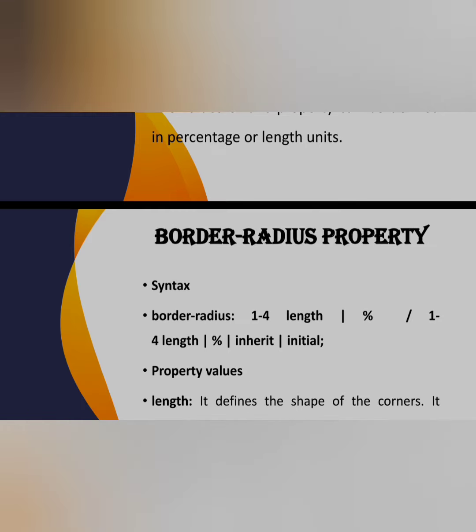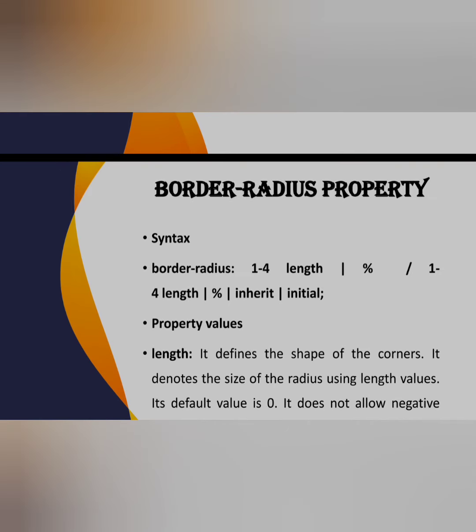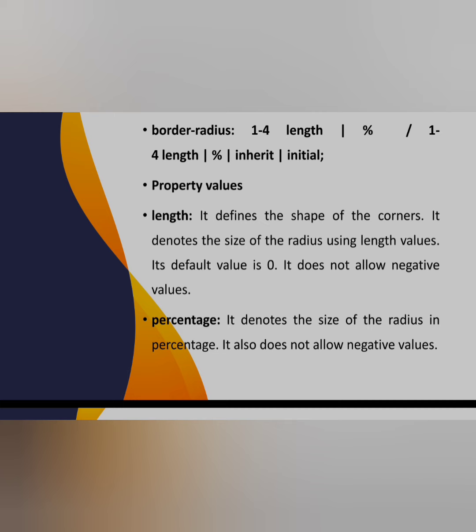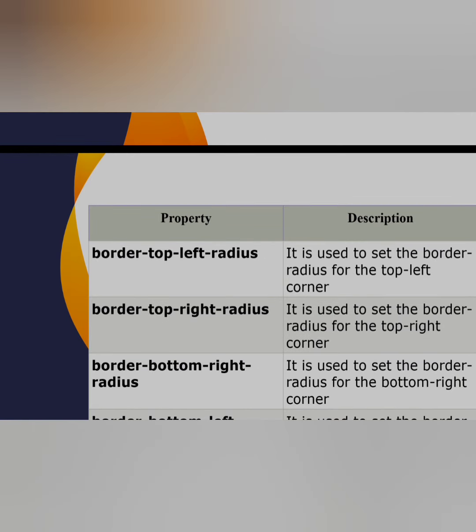Border radius property syntax: border-radius is defined by 1 to 4 length or percentage values, inherit and initial. Property values. Length defines the shape of the corners. It denotes the size of the radius using length values. Its default value is 0. It does not allow negative values. Percentage allows the size of the radius in percentage. It does not allow negative values.